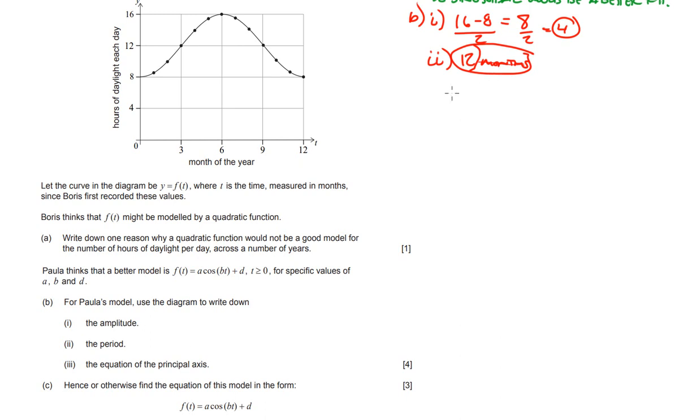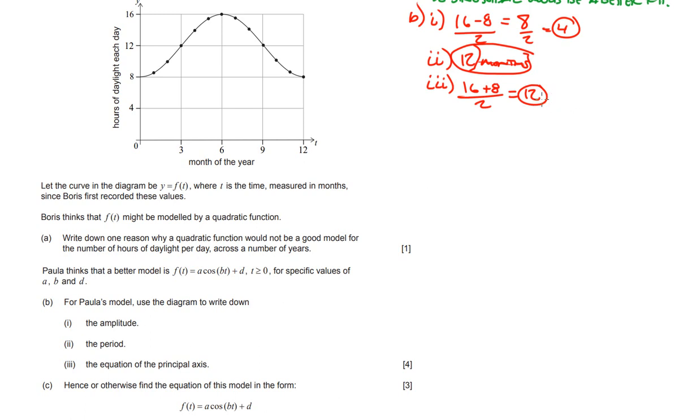And then the third part, the equation of the principal axis. So the equation of the principal axis is right down the middle. It's pretty apparent that it's 12. If you want to show the math for that, we want to find the middle between 8 and 16. So we would do 16 plus 8, the average of these two, divide by 2, gives us 12. But that's the equation of the principal axis.